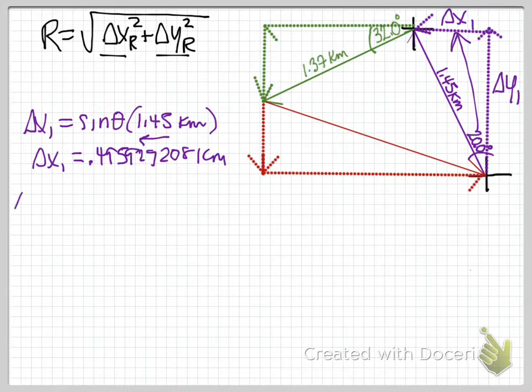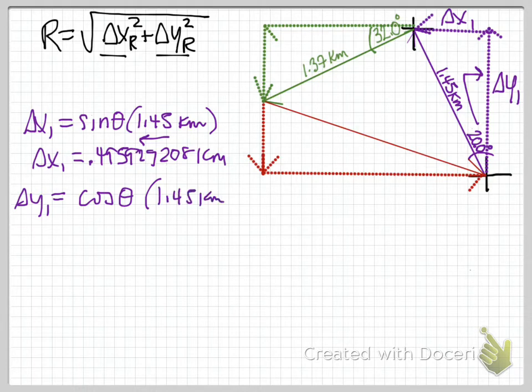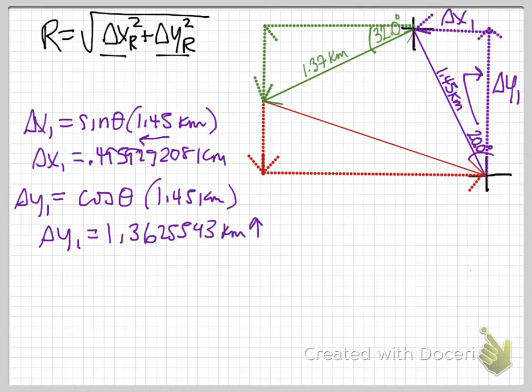Delta y1, because it's adjacent to this angle, is going to be something that we find using the cosine of theta. So cosine of 20 degrees times 1.45 km, and delta y1 is equal to 1.3625543 km. And again, I'm going to help myself out by giving myself an arrow to remind me that this is displacement on the y-axis in the northward direction.